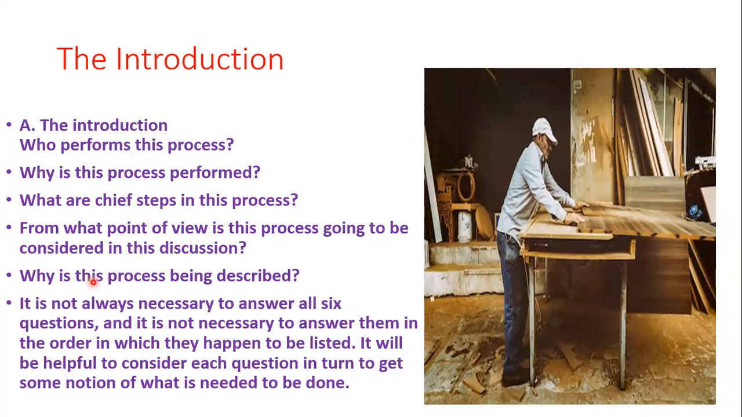Clear? Now see, it is not always necessary to answer all 6 questions, and it is not necessary to answer them in the order in which they happen to be listed. It is not necessary that you answer all the questions or follow this outline strictly, but according to the situation. This outline is tentative and it will help you write. For example, if a person who is not well trained follows this simple and applicable outline, he can write the process easily.